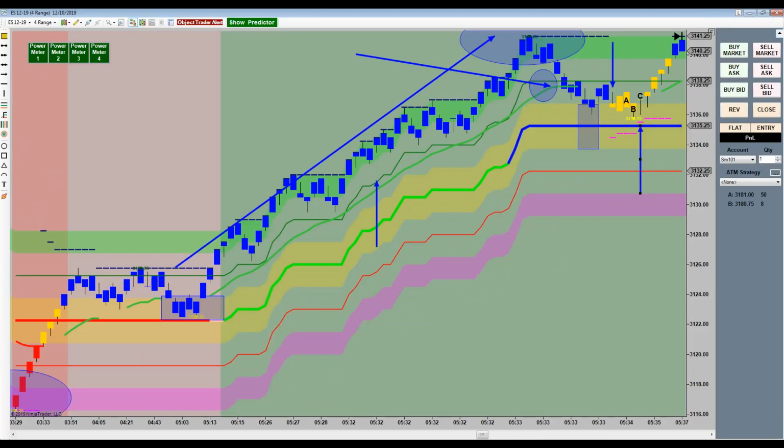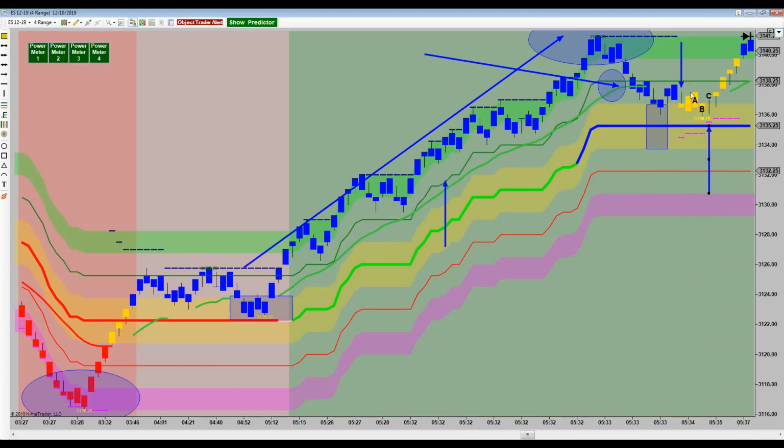Let me make sure I'm in Sim so I don't get live trades going. There we go. All right. Could you do this? Could you take an Object Trader region box and engulf these candles like such and be filled on the close of that bar long right there on a market order? Yes. Would that be a great trade entry?